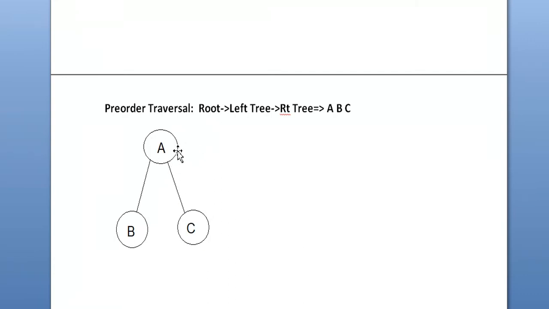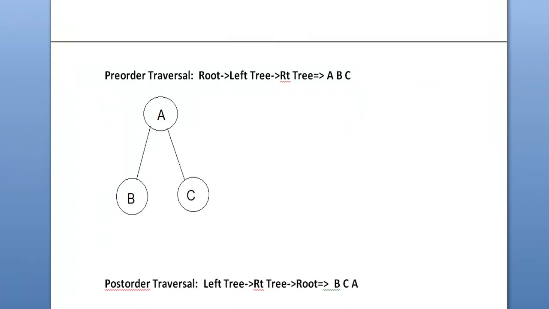The root will be visited first, and then the left subtree will be visited recursively in the same root, left, right order, and the right subtree will be visited recursively in the root, left, right order. So here, when we consider the root A, it will be printed, and the left subtree is B and the right subtree is C. If A, B and C again have children, those should also be traversed in this order only, that is root, left subtree and right subtree.